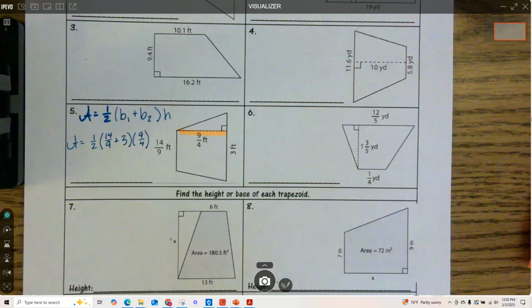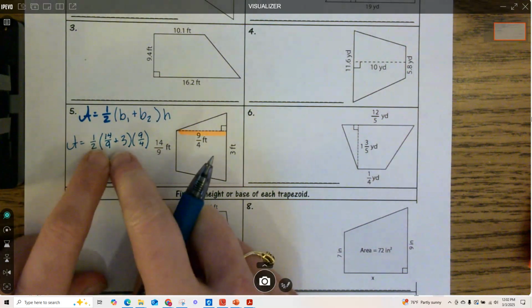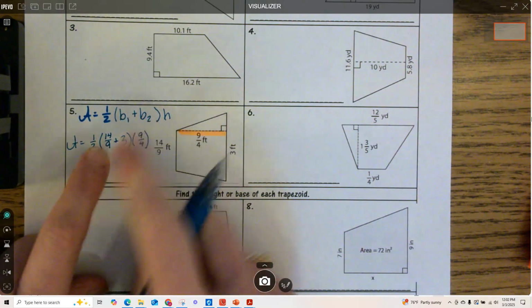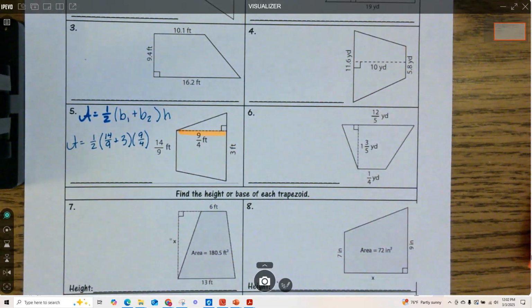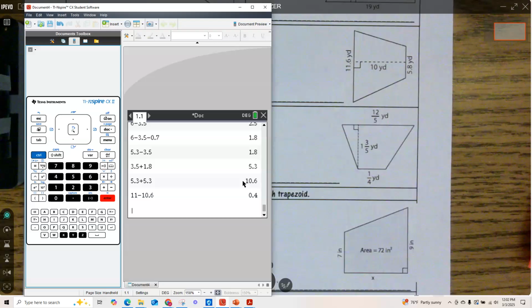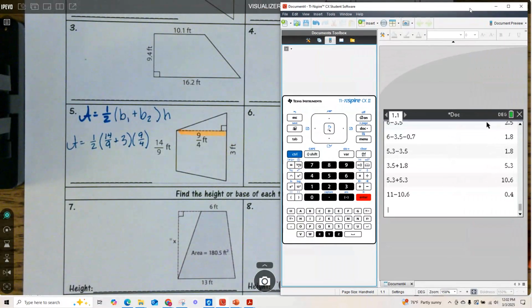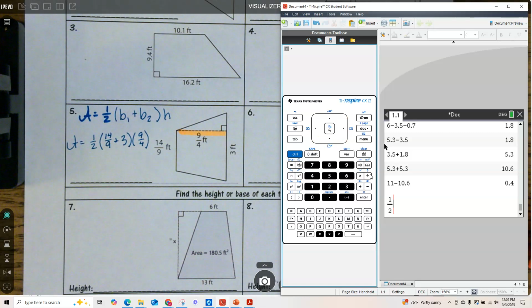I put everything in parentheses. Okay? This right here, B1 plus B2, that has to be in parentheses. Period. If you don't put that in parentheses, it's going to give you a wrong answer. It's going to work it wrong. Okay, so we can type all this in, remembering to use all of our parentheses. And then times the height, 9/4. Whoop.